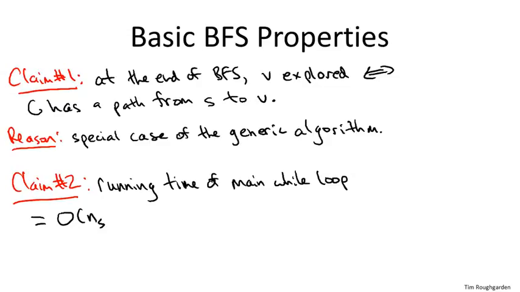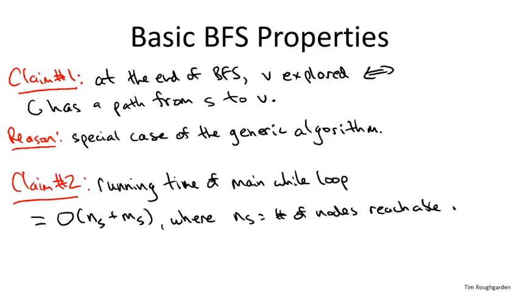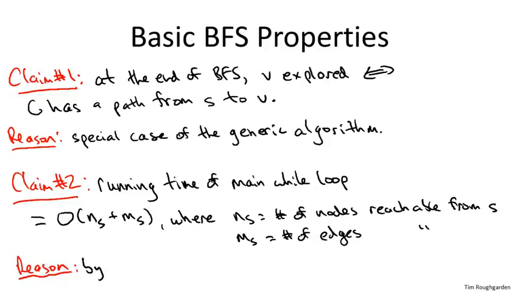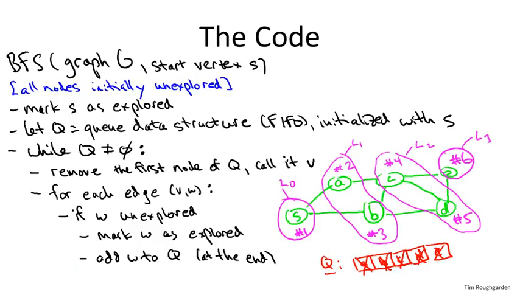Claim number 2 is that the running time is exactly what we want, and I'm going to state it in a form that will be useful later when we talk about connected components. So the running time of the main while loop, ignoring any kind of pre-processing or initialization, is proportional to what I'm going to call NS and MS, which is the number of nodes that can be reached from S and the number of edges that can be reached from S. The reason for this claim becomes clear if you inspect the code, which we'll do in a second. So let's return to the code and tally up all the work that gets done.